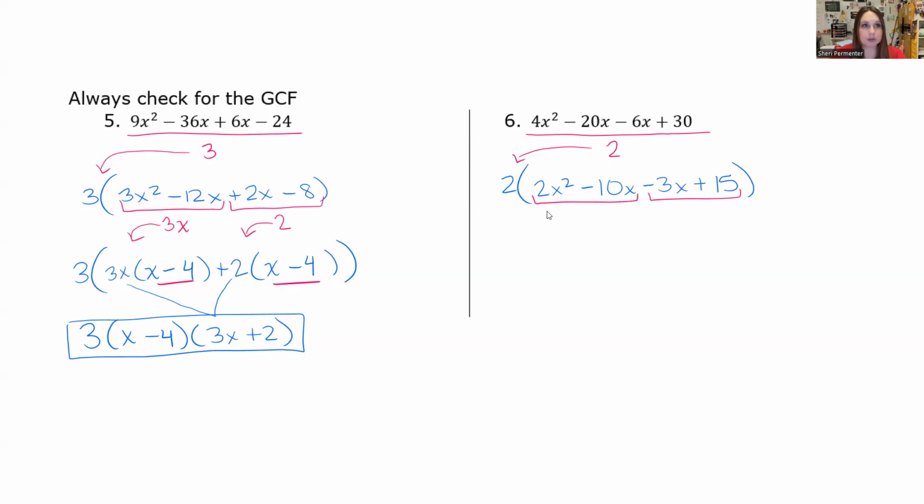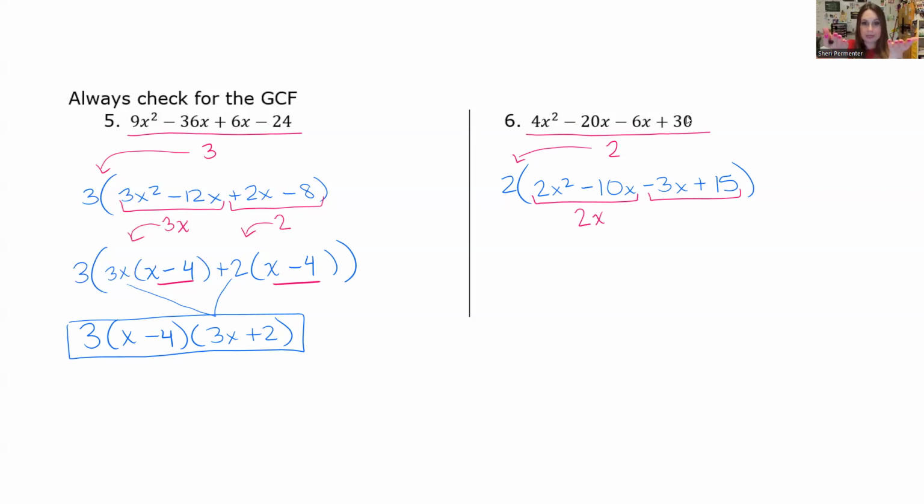In my first group, 2 and 10. What's the GCF? What's the biggest number that can divide into both 2 and 10? 2. Good job. I have x squared and an x. So what's the most amount of x's that I can divide out? X. Good job. Oh, I didn't check my signs. So I have a positive, negative, and then negative, positive.